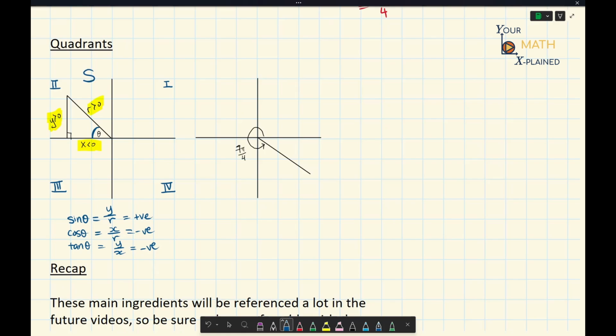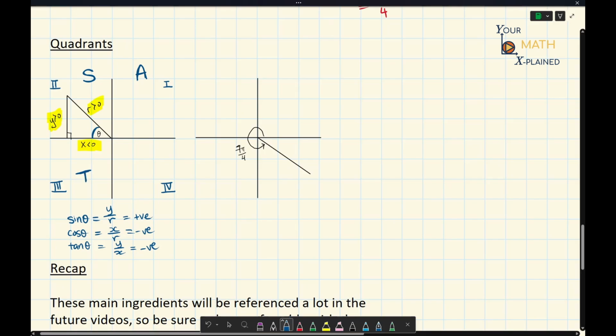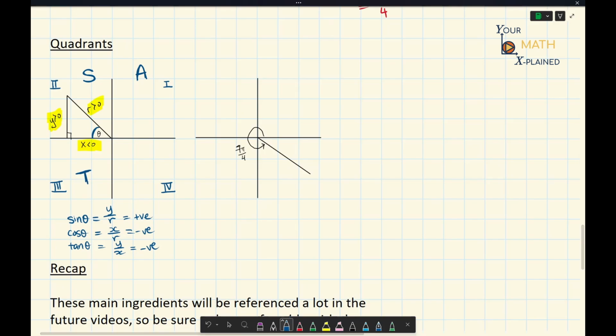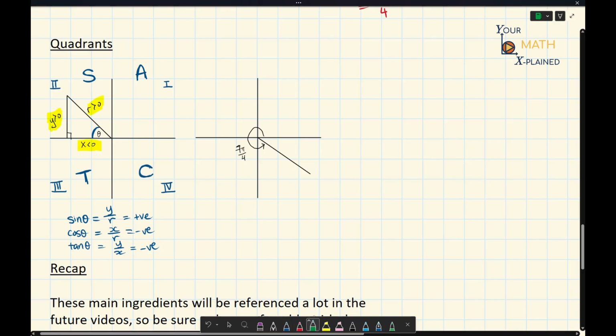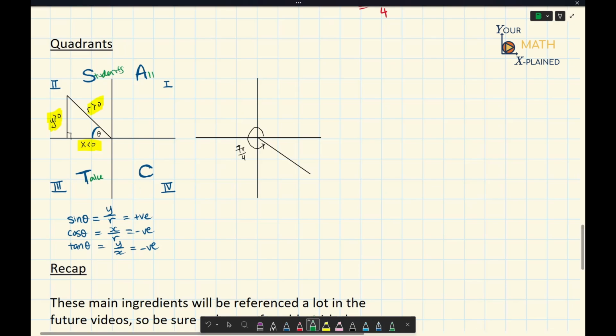So that tells us in quadrant 2, only sine theta is going to be positive. So let's go ahead and label that with an S. And if you do the same sort of calculation, you'll see that in quadrant 1, everything's going to be positive. In other words, all of them. So we'll label that as A. In quadrant 3, only tangent is positive. So we'll label that T. And in quadrant 4, only cosine is positive. So we label that C. And an easy acronym to remember that is all students take calculus.